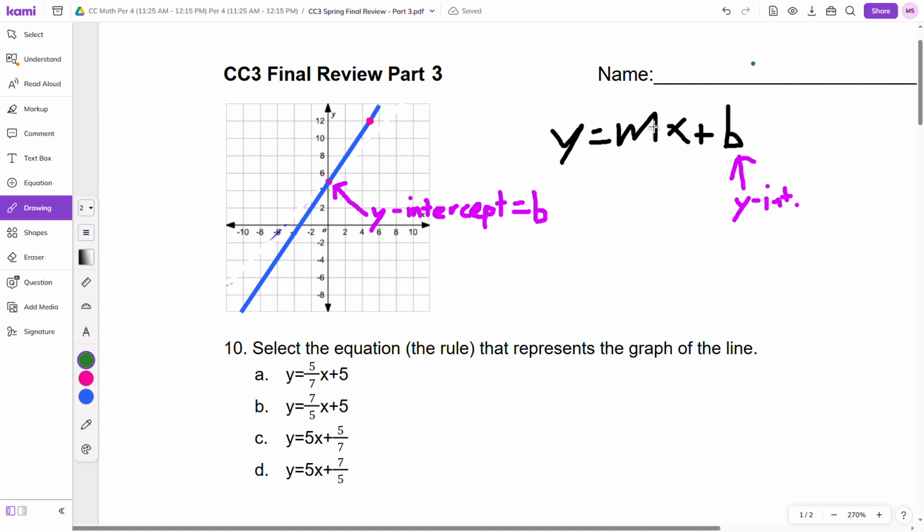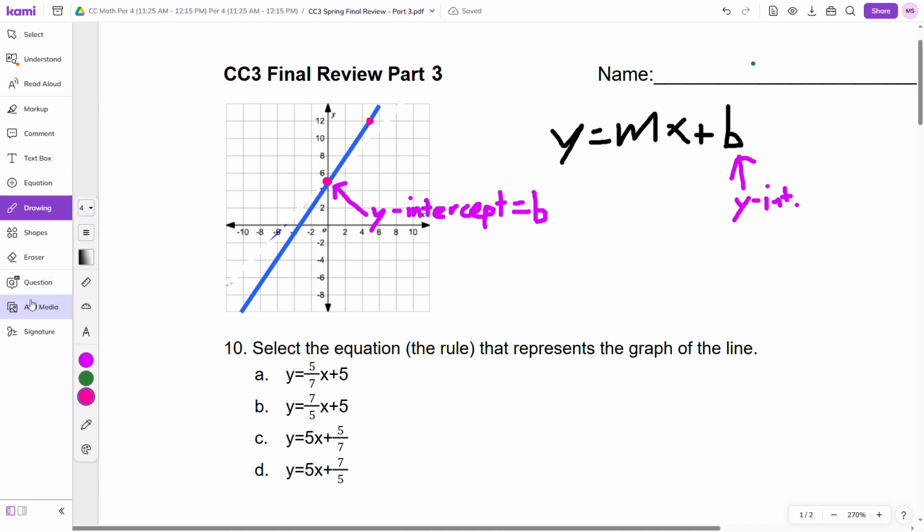Let's go over it. The first problem here, number 10, asks us to find the equation of the graph of the line. And what we start with is the y-intercept. You can see that here there's a point where the blue line crosses the y-axis. I kind of made that too big. Maybe make that a little bit smaller.